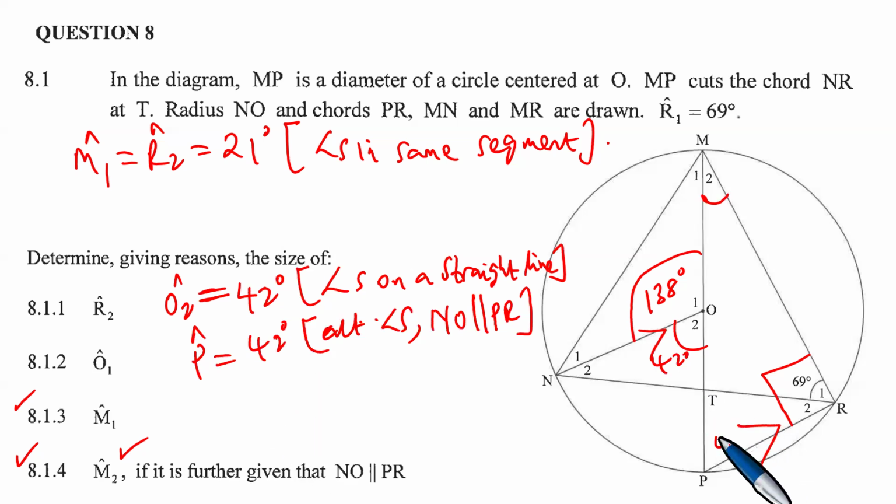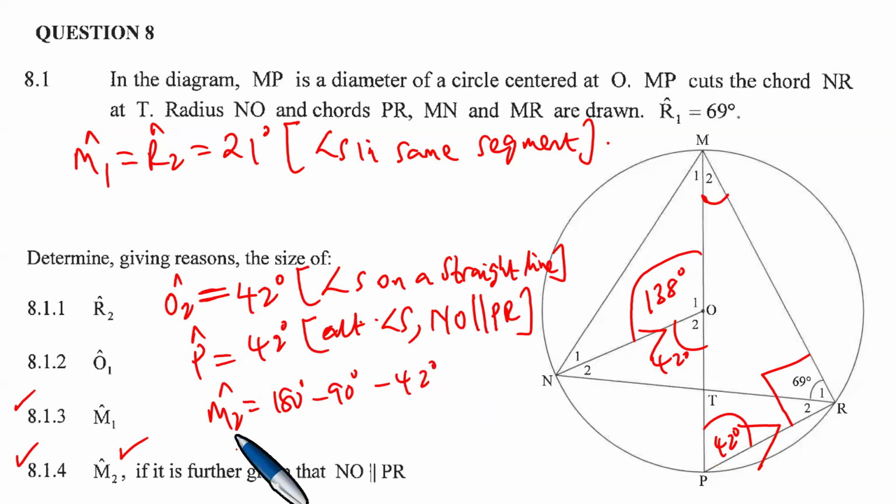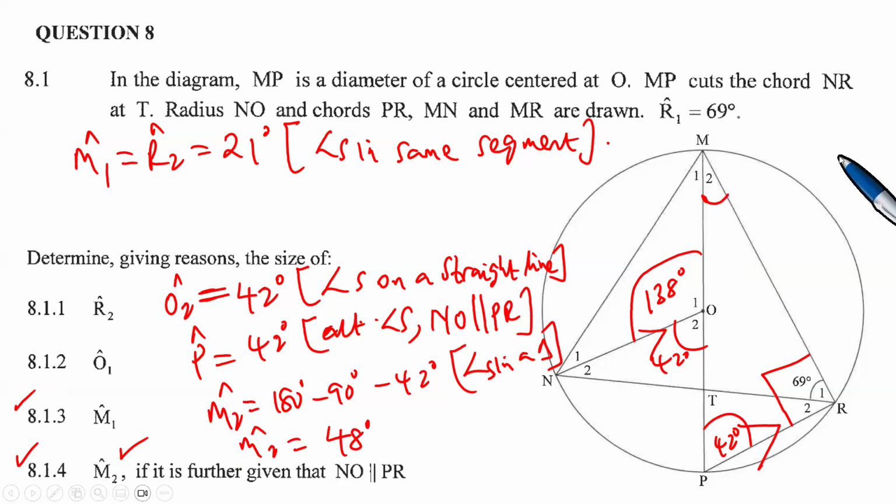So we have that this one is 42 degrees. Then what is the size of the angle M2? M2 is 180 degrees minus 90 minus 42. Is it correct? Yes, sir. It is exactly 48 degrees. Why is M2 equal to 180 degrees minus 90 minus 42? Because of angles in a triangle. Any question? No, sir. So we move on to the next one.